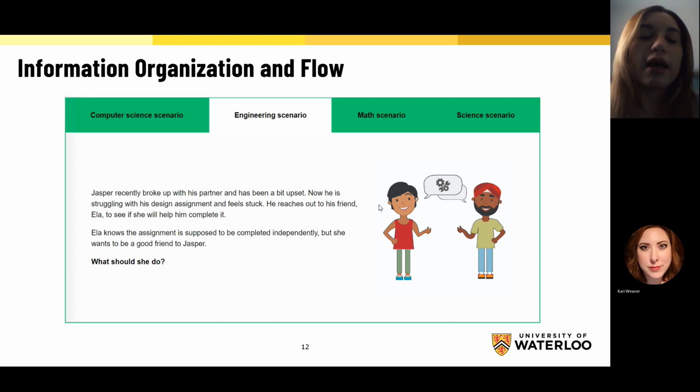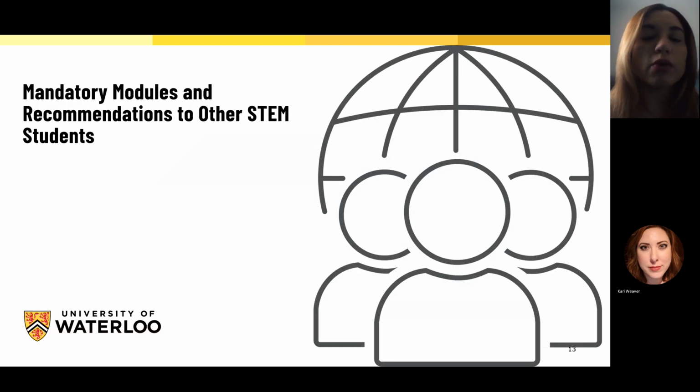For the next theme, we talked about whether the modules could be considered mandatory and if students would recommend the content to other STEM students. Students mentioned the importance and the benefit of this module. They mentioned that this information is relevant and every student should be familiar with the content. They also said they would like to see these modules as part of a course grade or maybe as a mandatory requirement, especially for first-year students that may not be aware of this information.